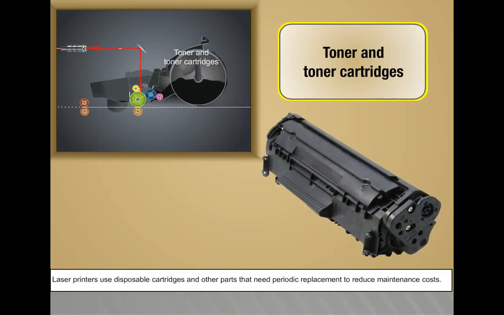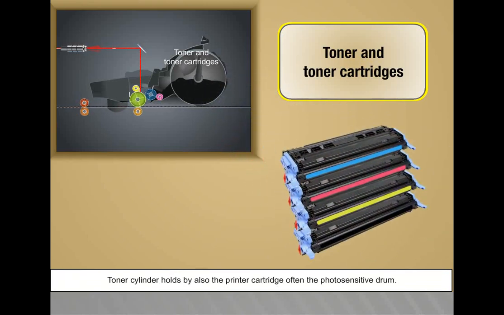Toner and toner cartridges. Laser printers use disposable cartridges and other parts that need periodic replacement to reduce maintenance costs. Toner cylinder holds toner, and also the printer cartridge, often the photosensitive drum. When the level of the toner is too low to produce a uniform or dark print, then the cartridge is replaced.